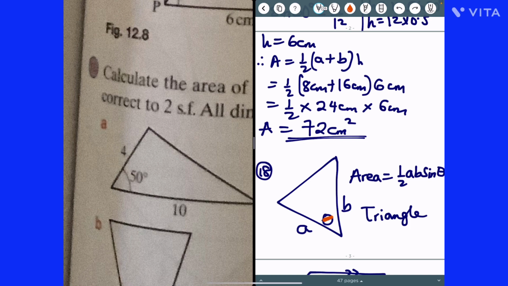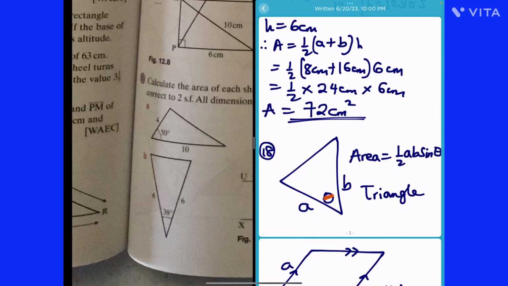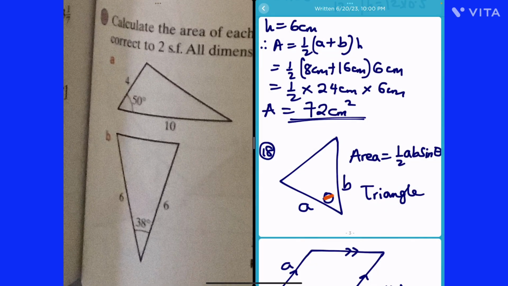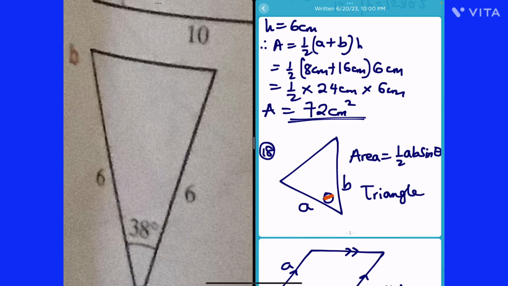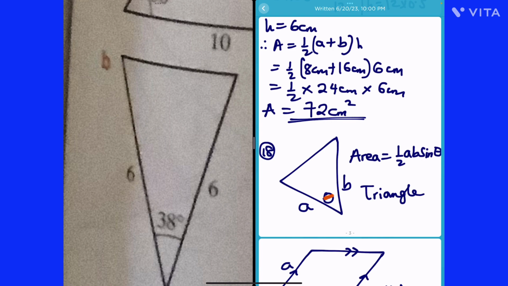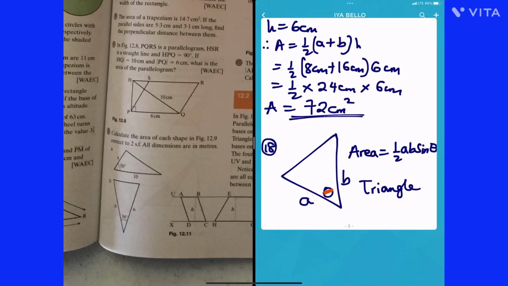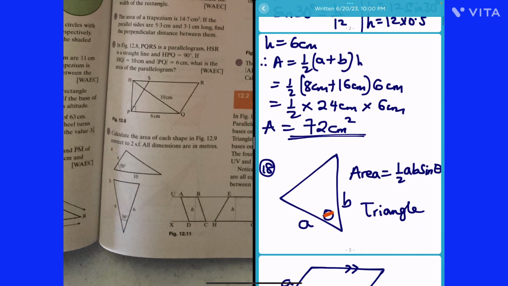Then we are also to find the area of this triangle. The area of the second triangle in 18B will be half times 6 times 6 times sine 38. That's very easy there. So take note of that.